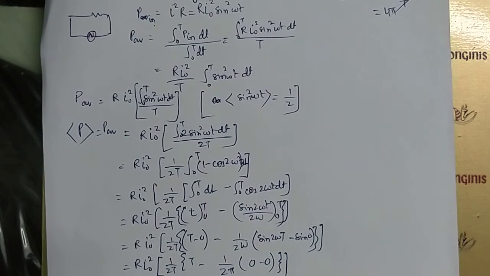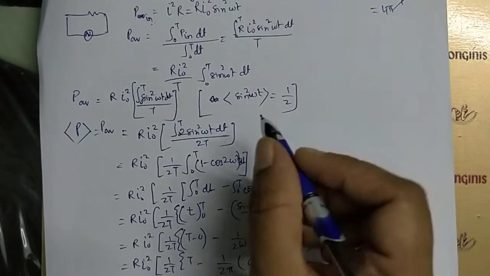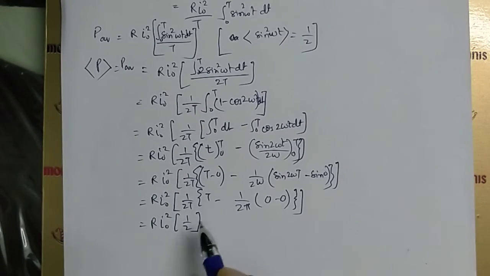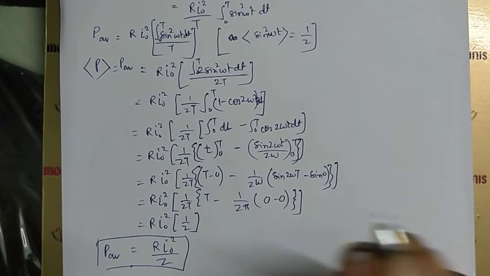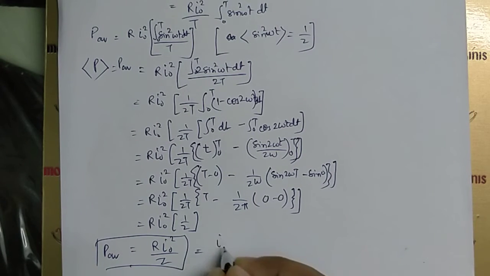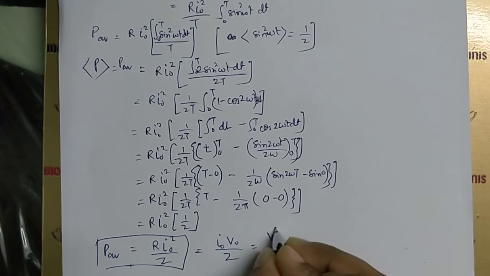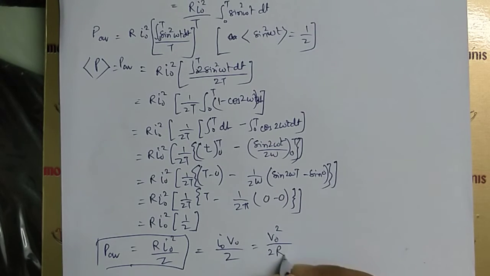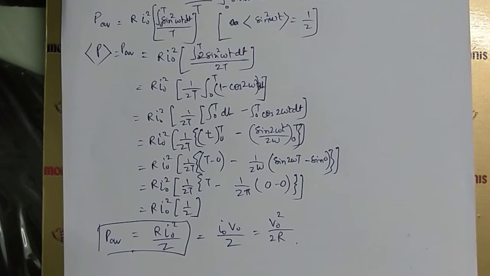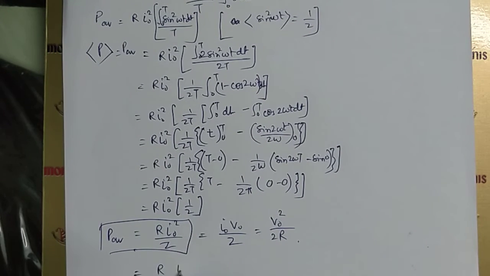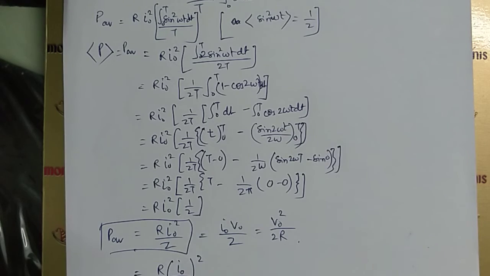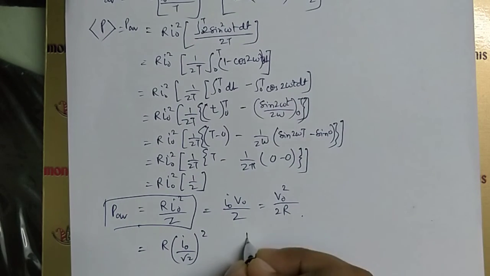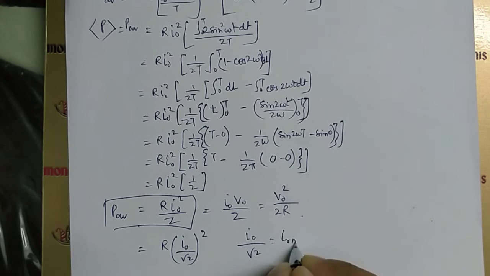So what we are getting is R I naught square, T cancels, 1 upon 2. See, I told you this is half, and we are getting half. So average power is equal to R I naught square by 2. Or if you use any other formula, you may also get I naught V naught by 2 or V naught square by 2R. These are the various formulas. Now here, R I naught by root 2 whole square can be written like this, and I naught by root 2 is I RMS. Root mean square value of current.